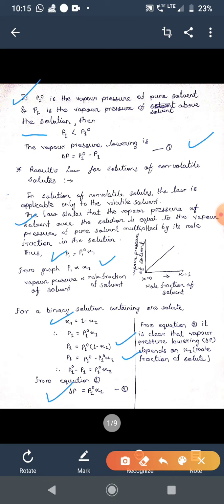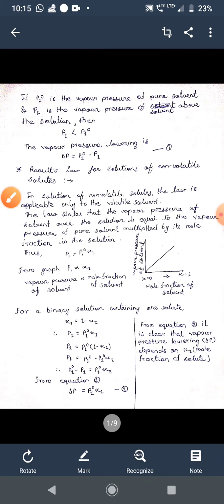So, we have indicated here that the change in vapor pressure, or the lowering of vapor pressure, depends basically on the mole fraction of the solute. If the amount of solute in the solution is more, then the vapor pressure will decrease further. If it is less, then the difference in vapor pressure will be less. So, the lowering of vapor pressure directly depends upon the mole fraction of the solute only.